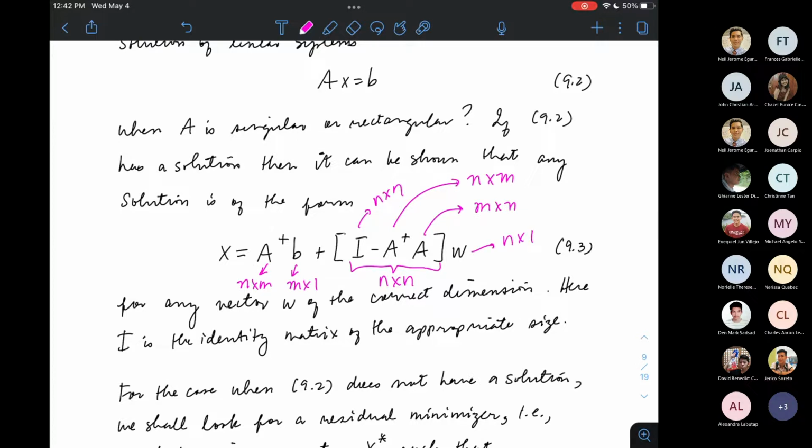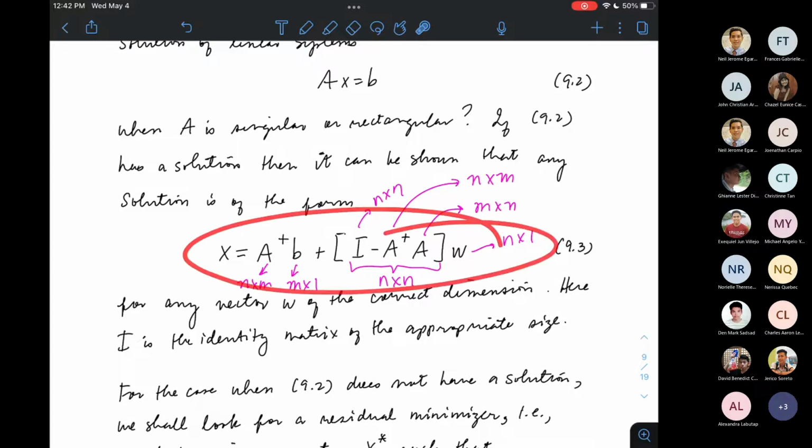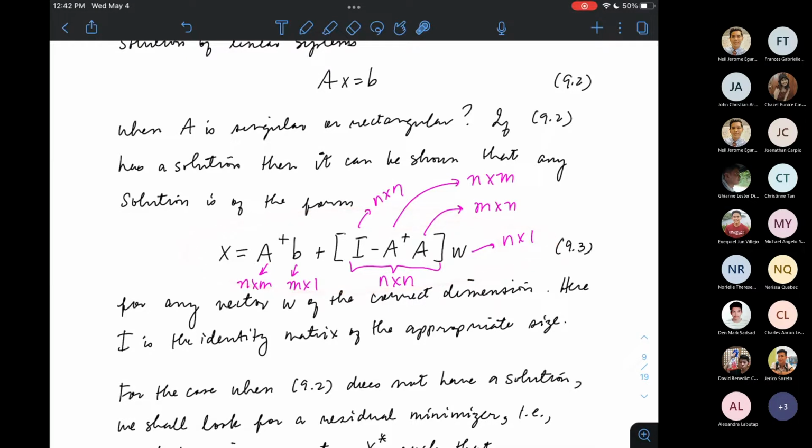Okay. So kahit ano pang N by 1 vector W ang i-plug in mo rito ay isang solution kung consistent yung AX equals B. So no fancy thing there, but here you see the utility of the pseudo inverse. It gives us the class of all solutions to the consistent over or underdetermined linear system.